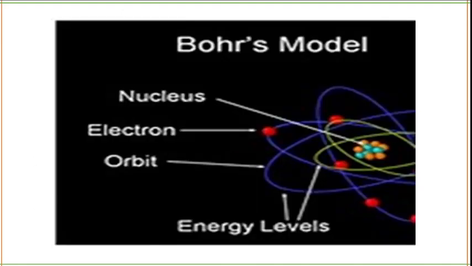As you can see in this slide, this positively charged nucleus is placed at the center of an atom where these red ball-like structures are your negative charge electrons, and these negative charges are revolving around this positive charge nucleus. The negative charge electrons are revolving in a path which is known as orbit, and these orbits have different energies. That's why these orbits are known as energy levels.